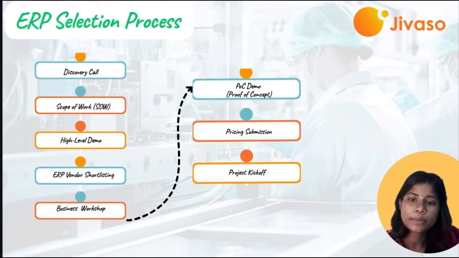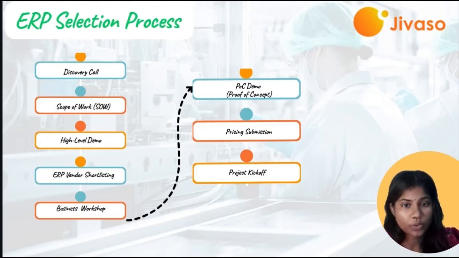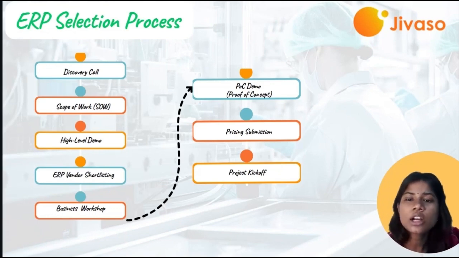What is an ERP selection process? The right fit of an ERP depends on your business size, operational complexity, and budget. And we are here to guide you through that decision with confidence. We start with a quick discovery call just to understand your business structure, your goals, and where things aren't working today. Next, we help you draft a scope of work, a simple working document that outlines your key processes, the features you need, and what really matters to your team.